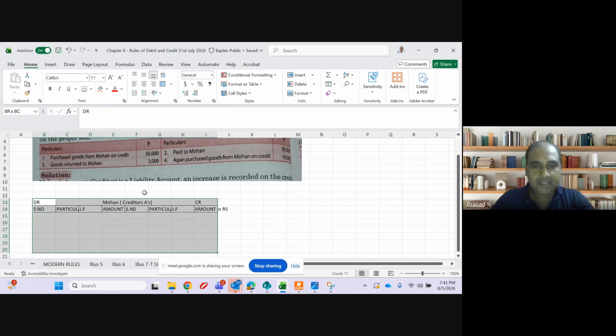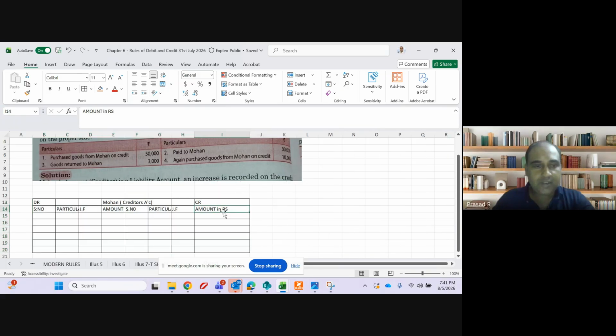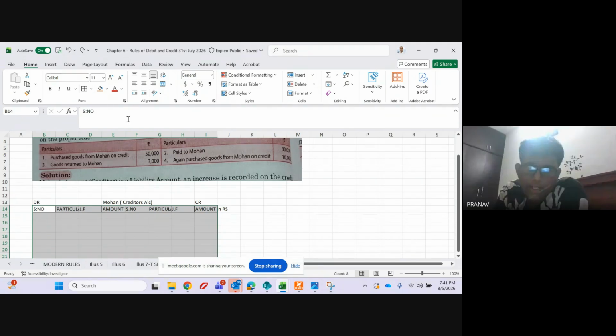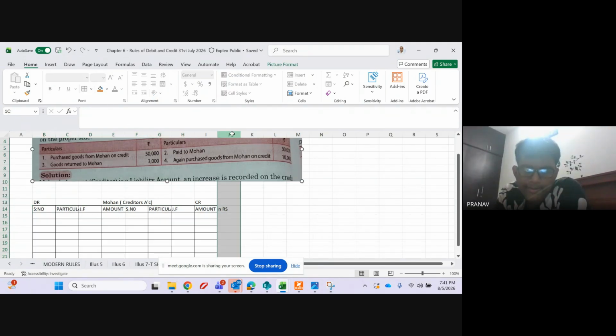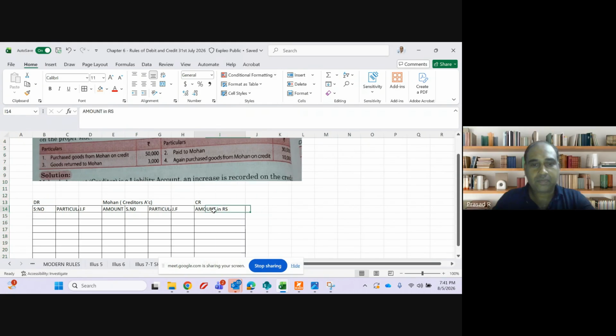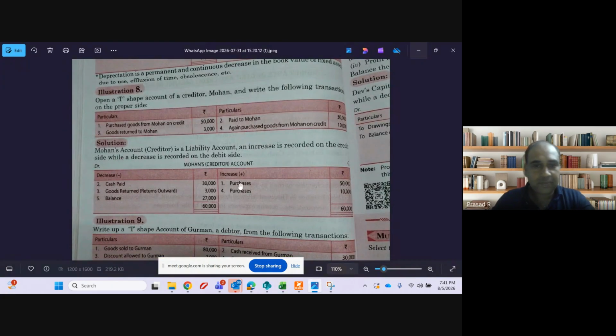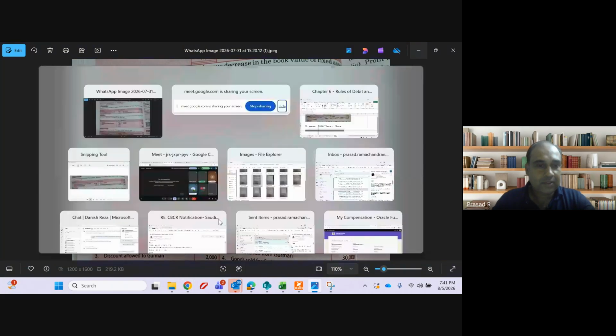We have two sides. One is serial number, particular, journal folio. Again, serial number, particular, journal folio. We have a debit side and a credit side, guys. Clear? Sir, I forgot the amount. Amount is also there. Serial number, particular, journal folio and amount.